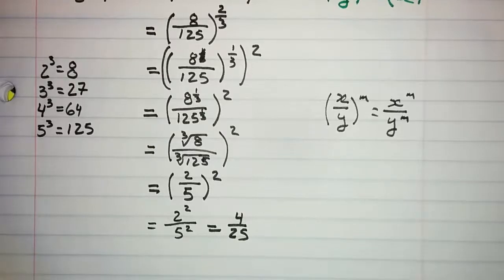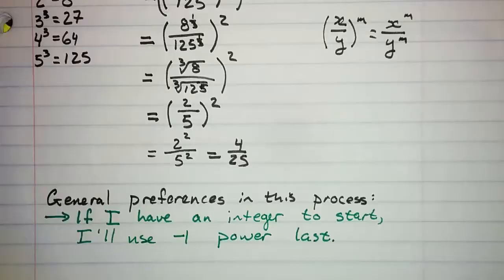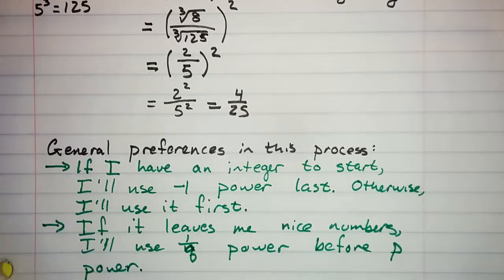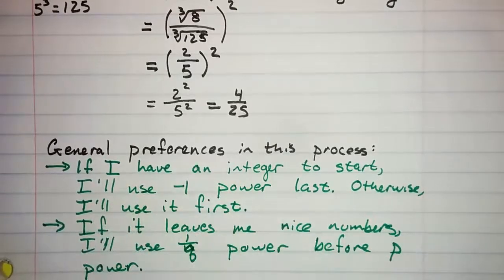In general, I'm going to have some preferences. If I have an integer to start with, I'll use any negative 1 power last, because that's going to give me a fraction. If I don't start out with a whole number, I'll use it first. Maybe it'll give me an integer. Worst case scenario, I won't have to carry a -1 around, and that makes me happy. If it leaves me nice numbers, I'll use the 1 over q power first, because I like computing with small numbers. Now these are just general preferences. If following this order seems to make the problem harder, I'll pick something else.